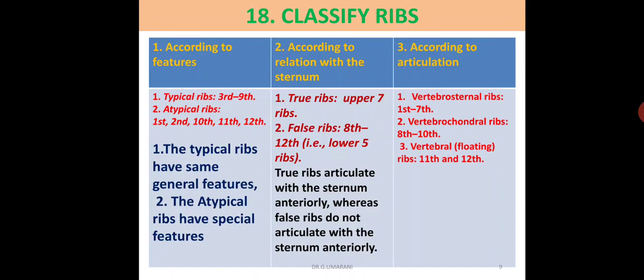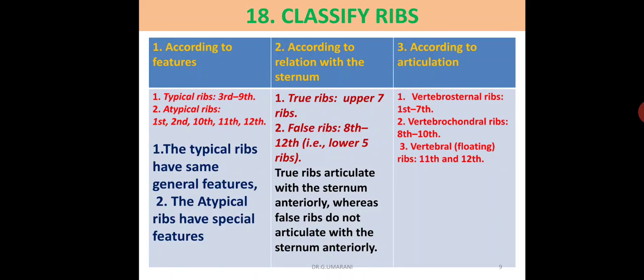Classification of ribs. There are 12 pairs of ribs. They are classified according to features into typical and atypical ribs. Typical ribs have the same general features. They are the 3rd to 9th. Atypical ribs have special features.